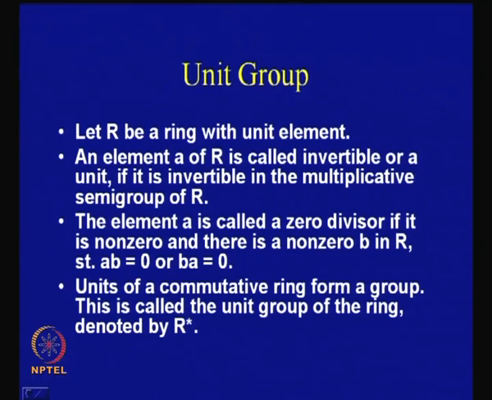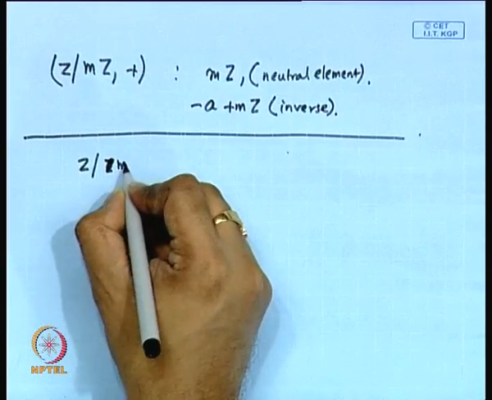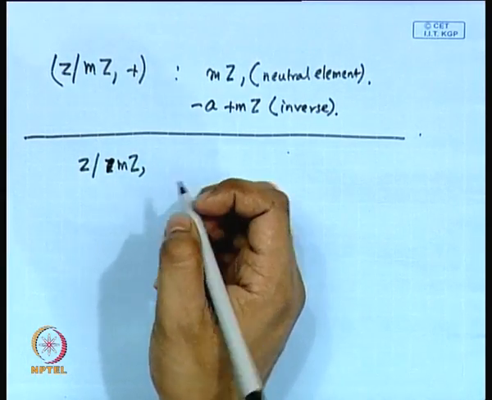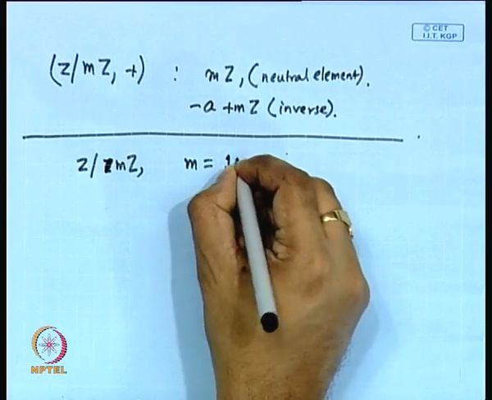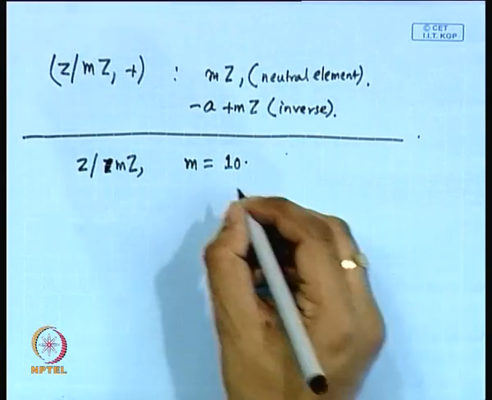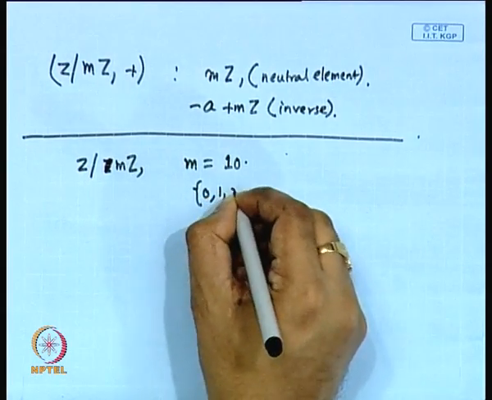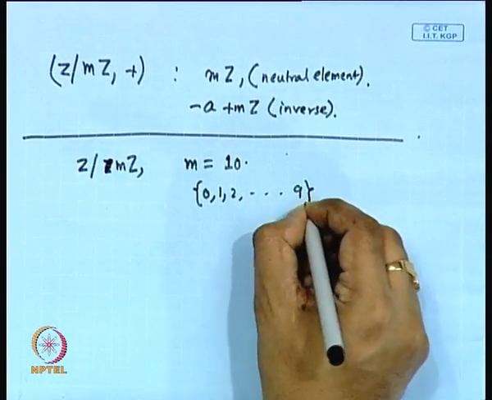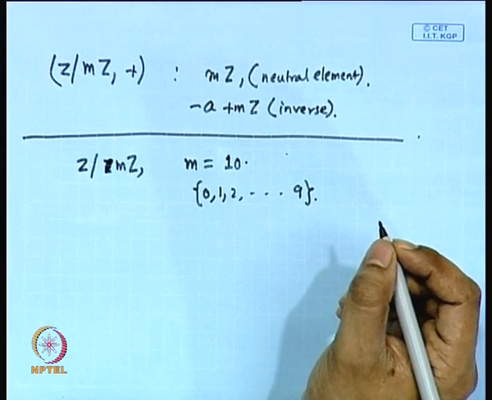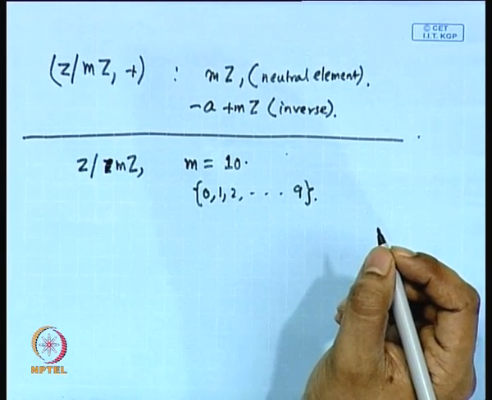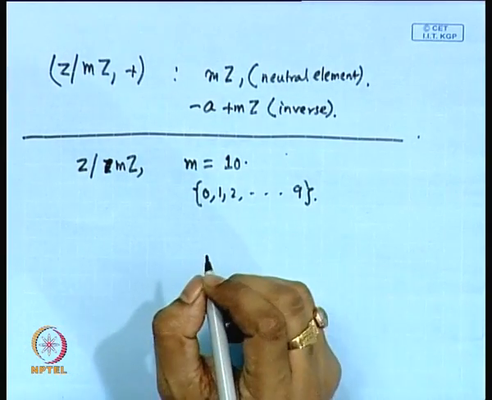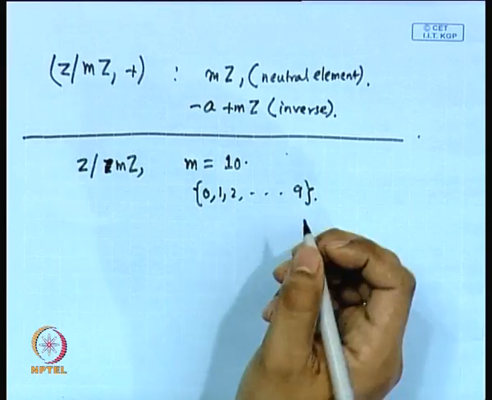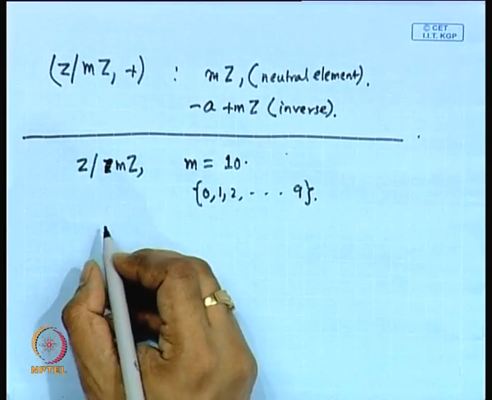Okay. So let us consider the ring Z/MZ, and let us take the value of M to be something like 10. We know that the elements here will be 0, 1, 2 and so on till 9. Now let us consider some interesting facts. Let us consider the number 2, for example.